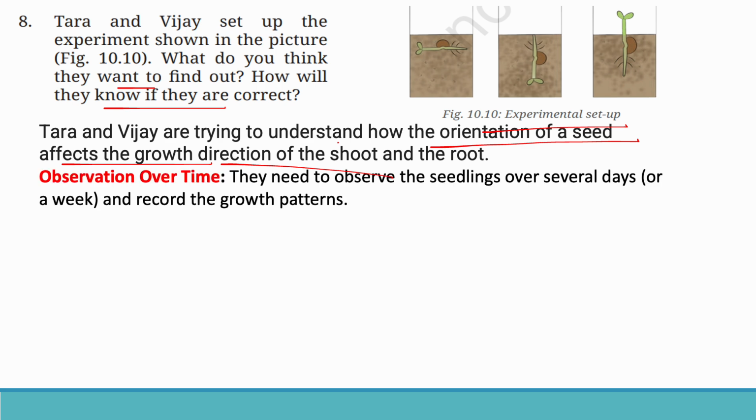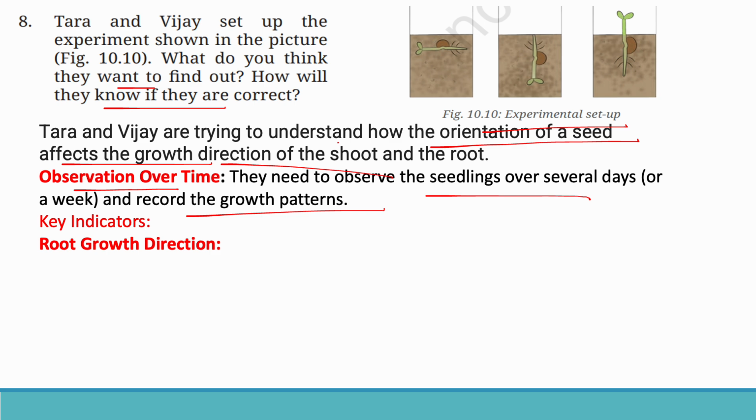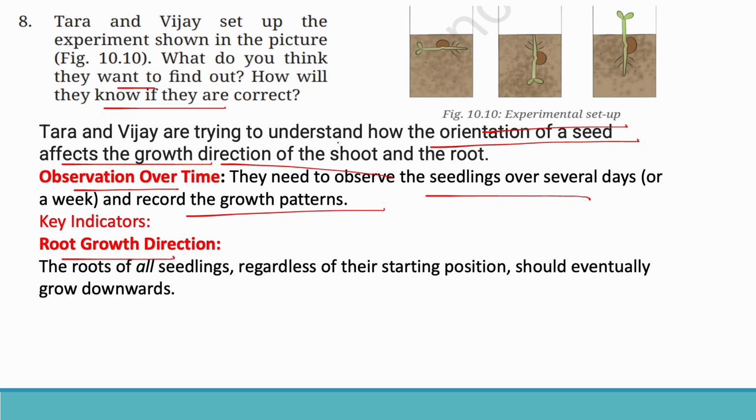How will they know if they are correct? Observation over time. They need to observe the seedlings over several days or a week and record the growth patterns. They have to observe the seedlings for around 1 week and record the growth patterns. Then, what are the key indicators? What about the root growth direction? The roots of all seedlings, regardless of their starting position, should eventually grow downwards.